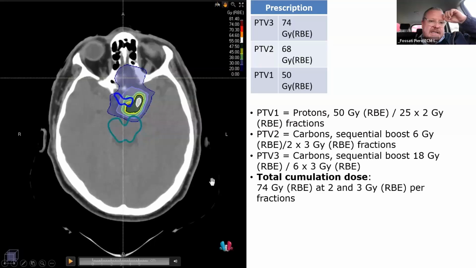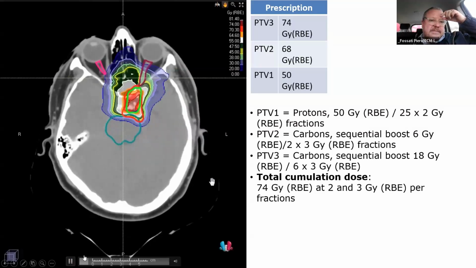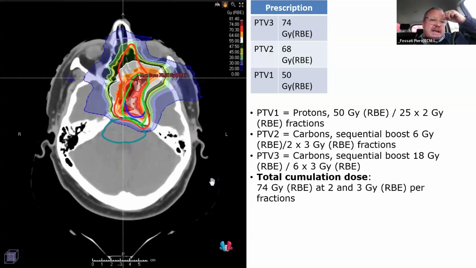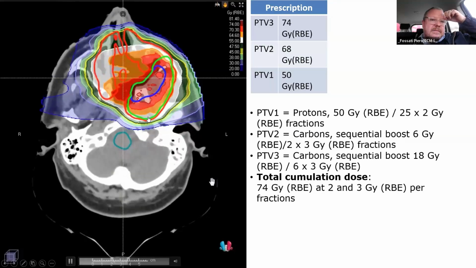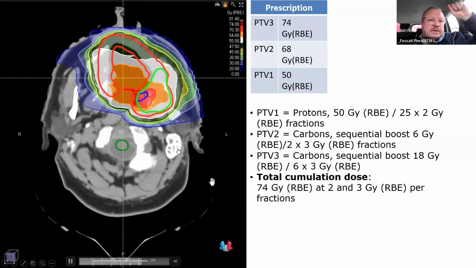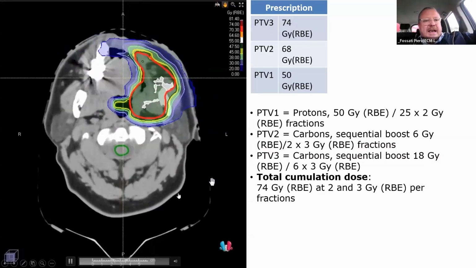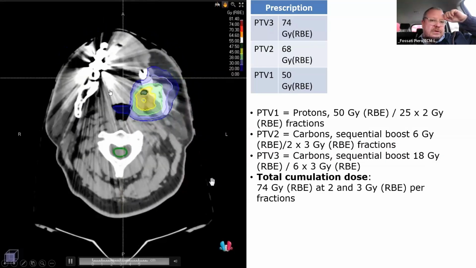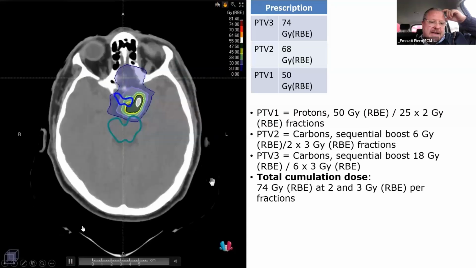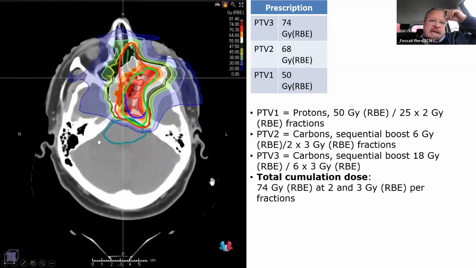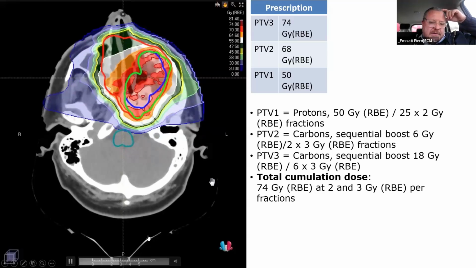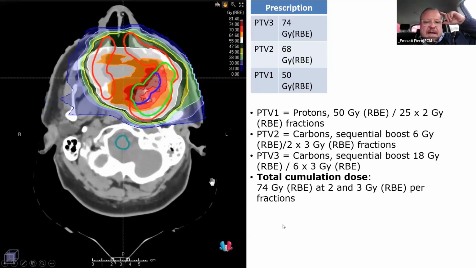Here you see a case in which we had a very... no, sorry. This is the plan that I was describing to you. So this is the proton for the large post-op cavity and just carbon boost. As said, 50 gray of protons for the post-op cavity where we are afraid that carbon might be too toxic, and carbon boost for the macroscopic residual disease in the Meckel cave.